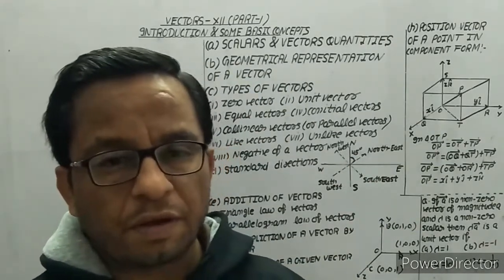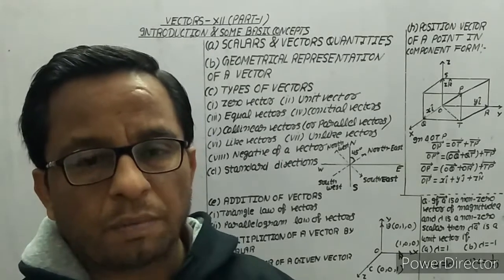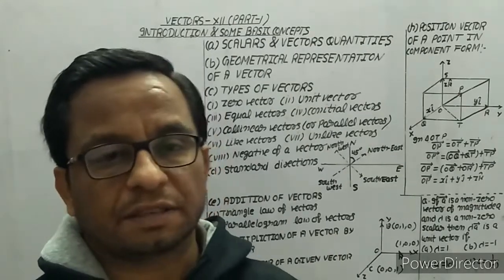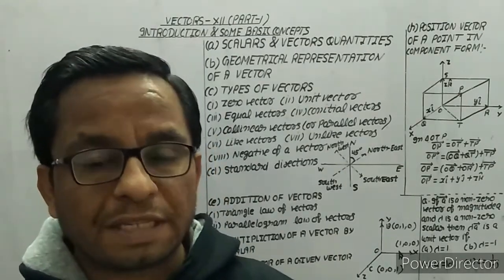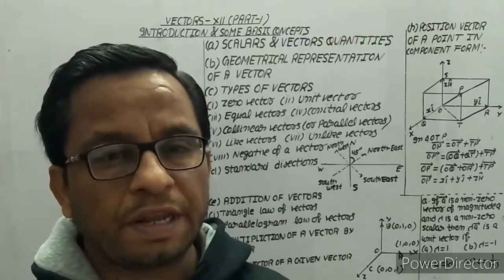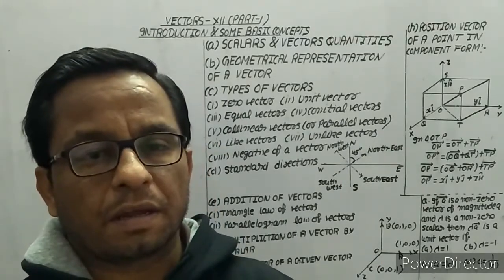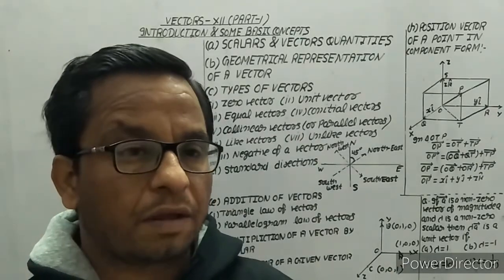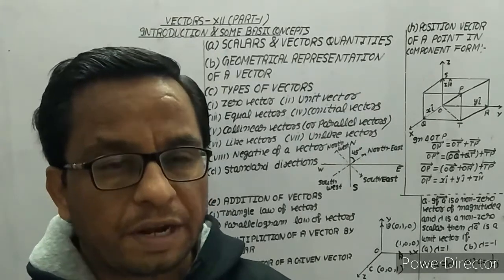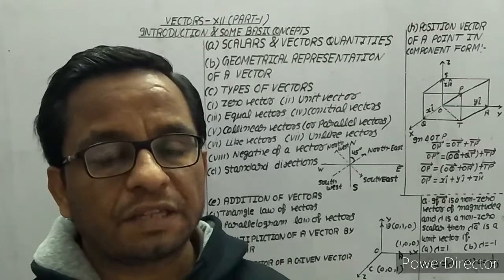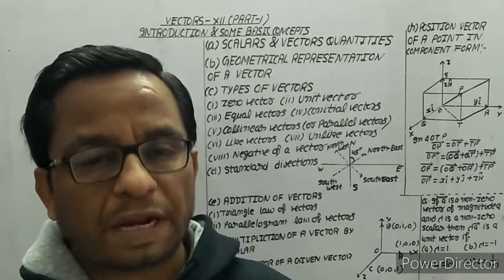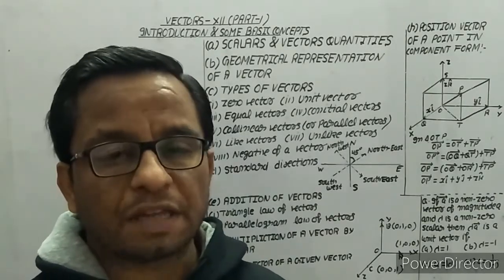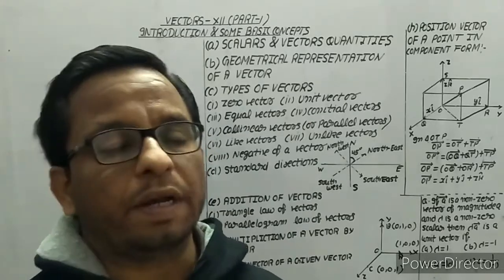If for any quantity we require only magnitude but not direction, then it is known as a scalar quantity, like mass, like density. So these are the scalar quantities. Vector quantity: if for any quantity we require magnitude as well as direction, like if we say velocity, then it requires direction as well as magnitude, so it is known as a vector quantity. Force is also an example of a vector quantity. There are so many examples related to vector and scalar quantities.